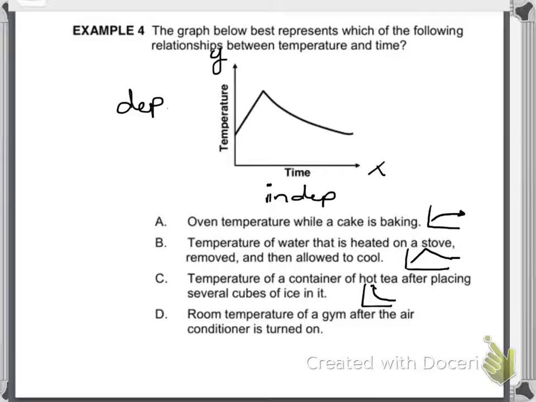Room temperature of a gym after the air conditioner is turned on. Well, a gym I would think would start out maybe warm, and you turn on the air and it's going to cool it off. So maybe like this. But the only one of all these graphs that has a hump in it, the one that most closely would resemble the original problem, would be B. That's the only one that goes up and then goes down.